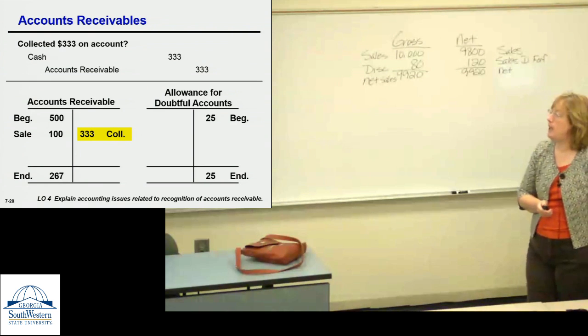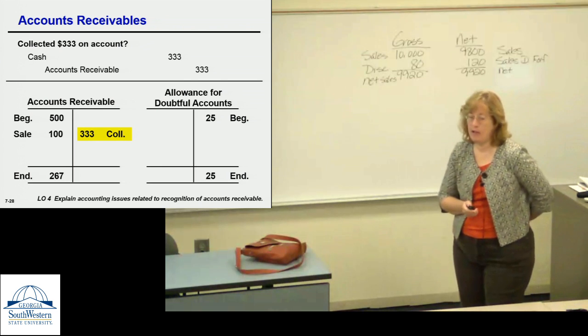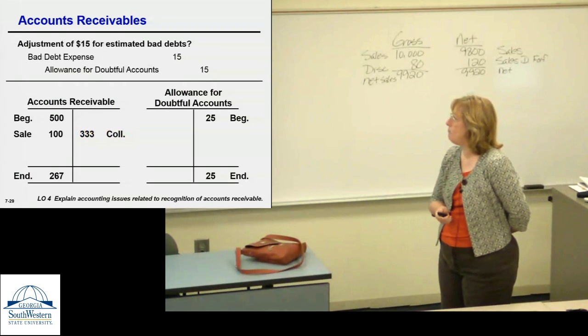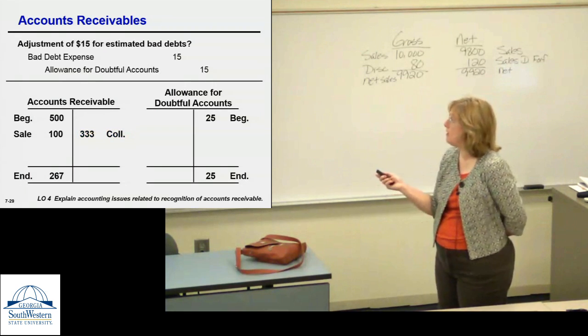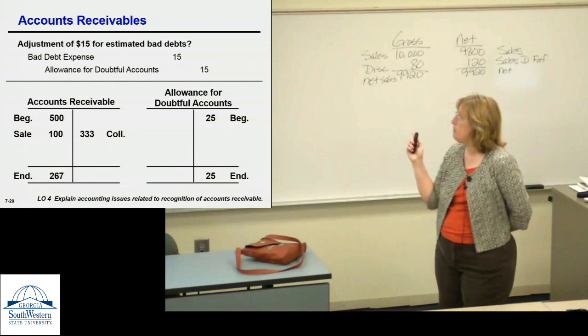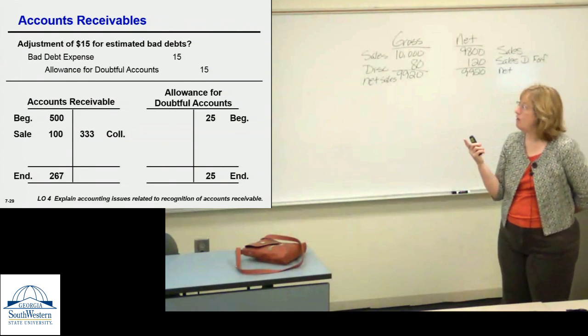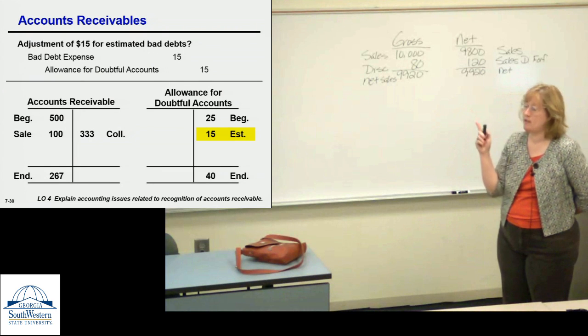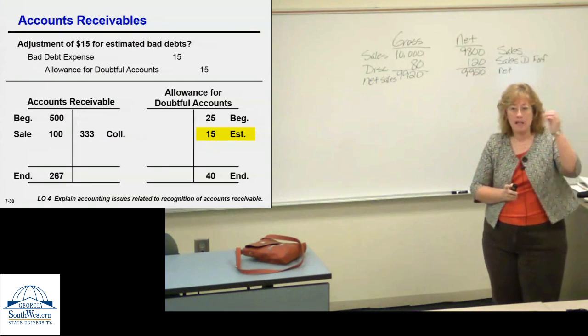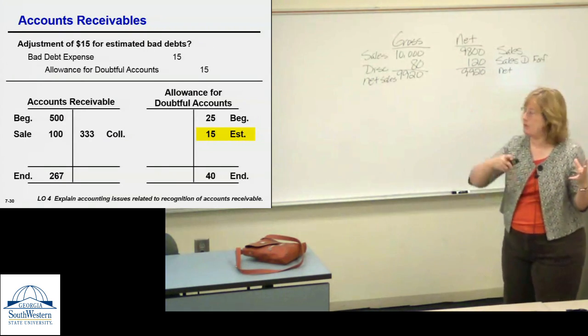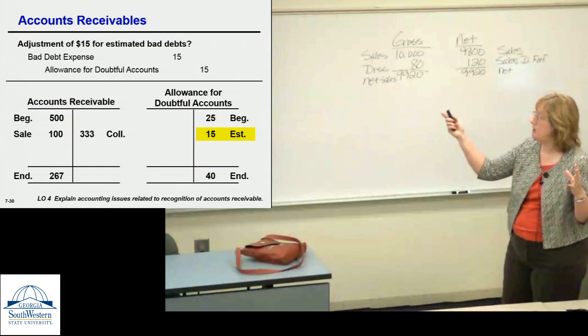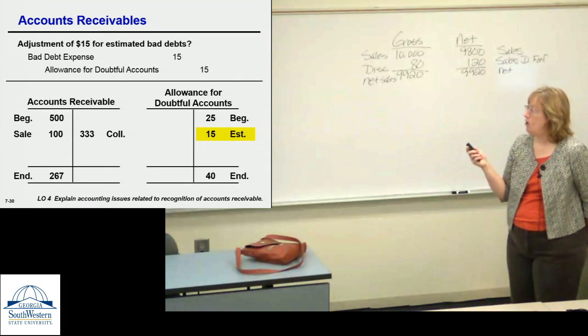Okay, and then what if we estimate that we have a bad debt, or we estimate that somebody's not going to pay, then this is where we put our estimate to increase the allowance account. Okay? And our debit is to bad debt expense. So bad debt expense is an expense on the income statement, and then we also have this allowance credited on the balance sheet.